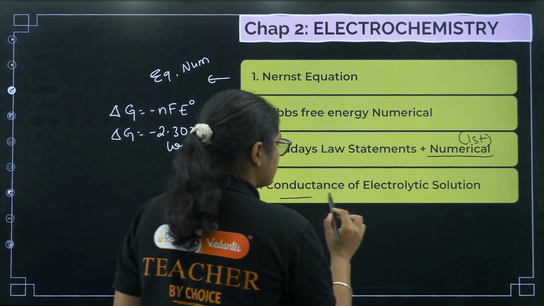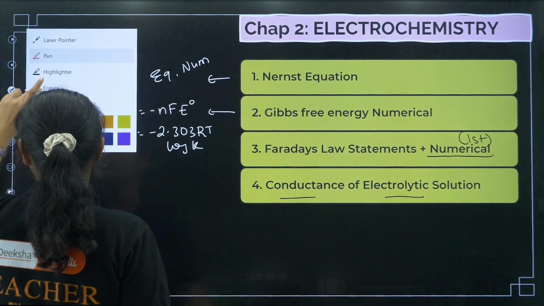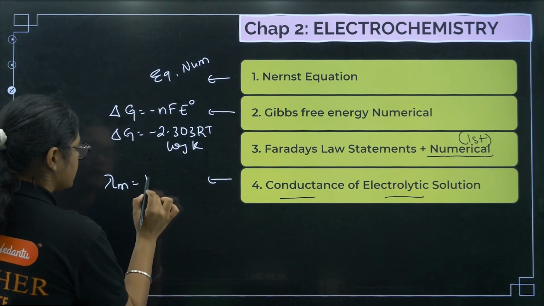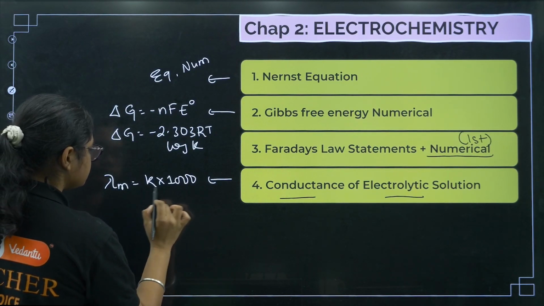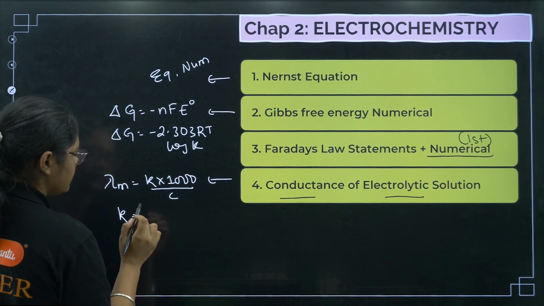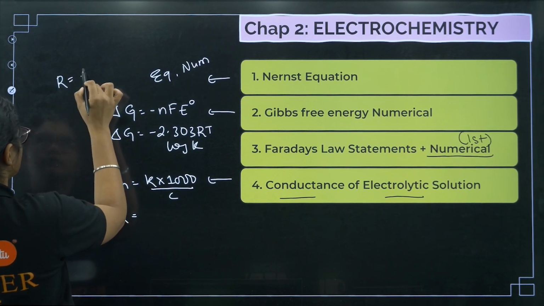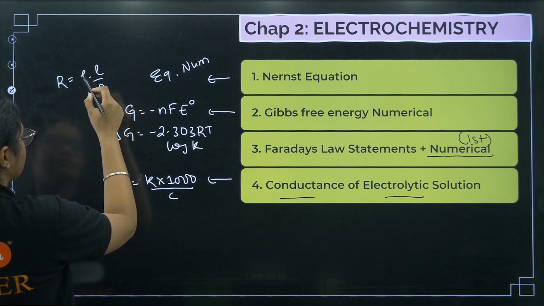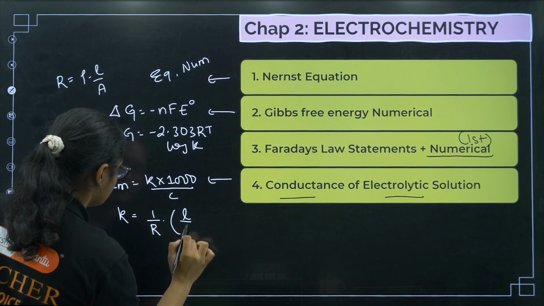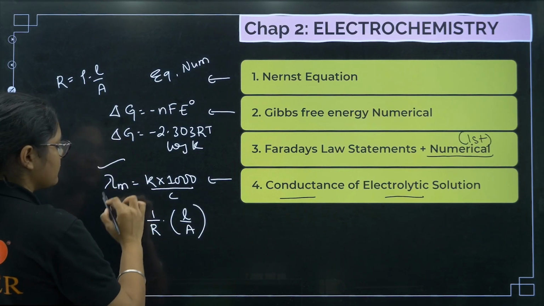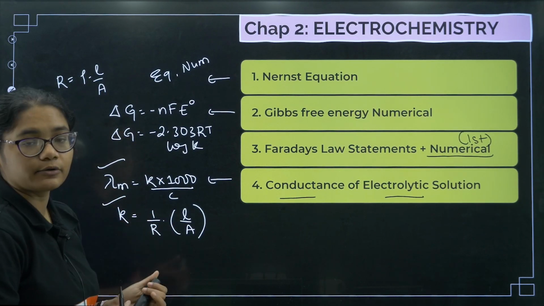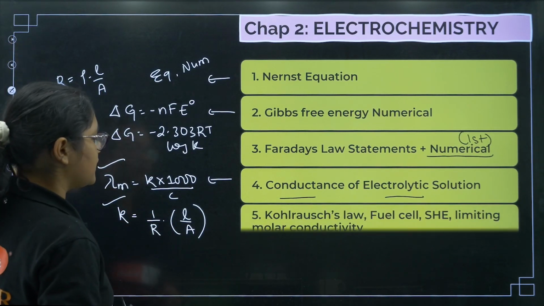Next, coming to the conductance of electrolytic solution. So here, what all things you should remember. The first one is the formula of lambda m, that is kappa into 1000 by C. Then you have the formula of kappa, right? So we know that R is equal to rho into L by A, right? So 1 by rho will be equal to 1 by R into L by A, right? So these two formulas are important, and you should be knowing how to calculate kappa and how to use that to calculate molar conductance.